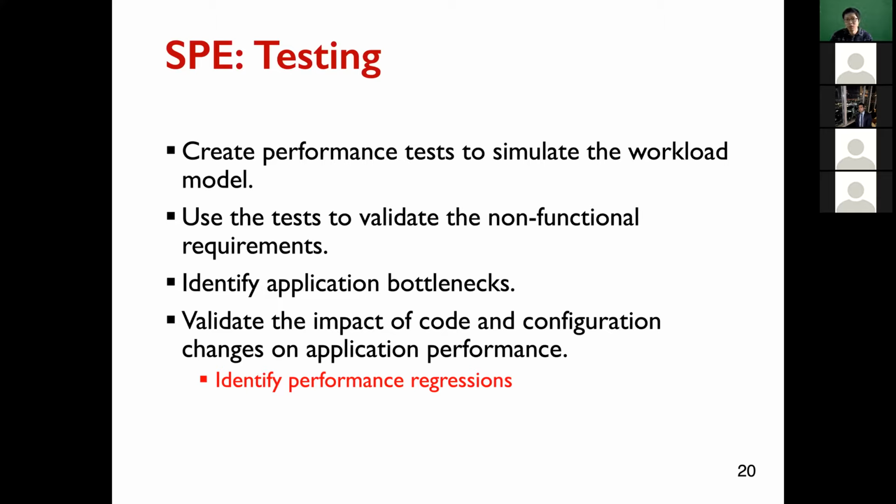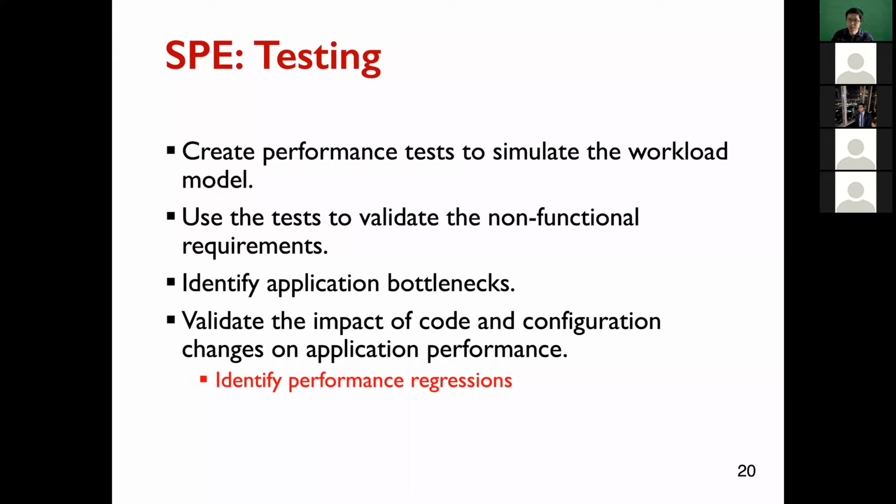And we need to run this test to collect data to validate the non-functional requirements. And also in this step, we identify the bottlenecks in the system. For example, the database is the slowest part. We may need to improve the database. And we also can use this to validate the impact of code and configuration changes. For example, this version is working fine. In the next version, you change something and it becomes slower. So we need to identify such cases.